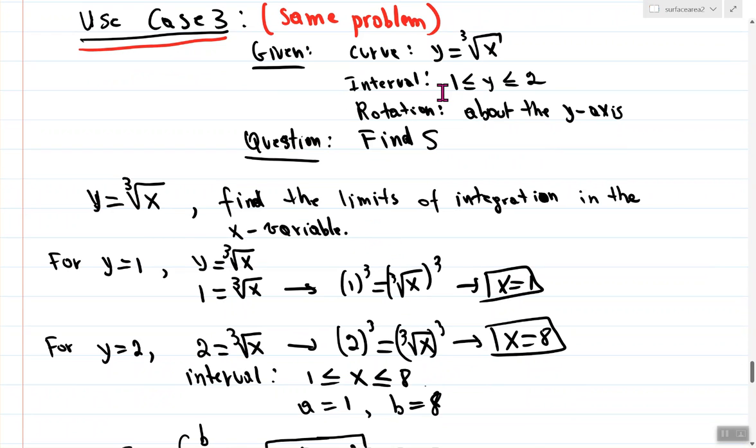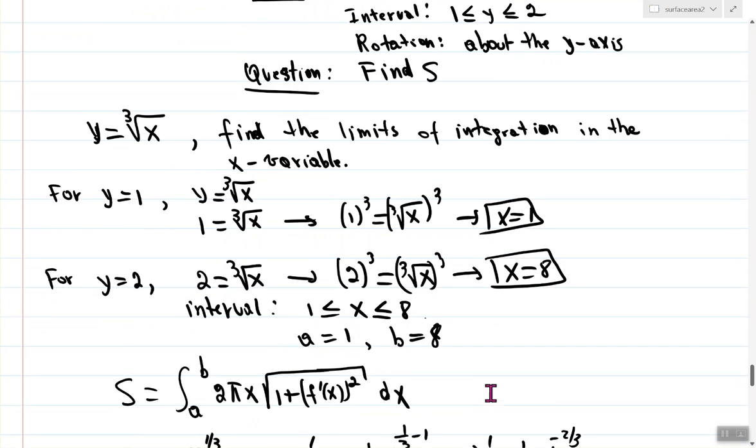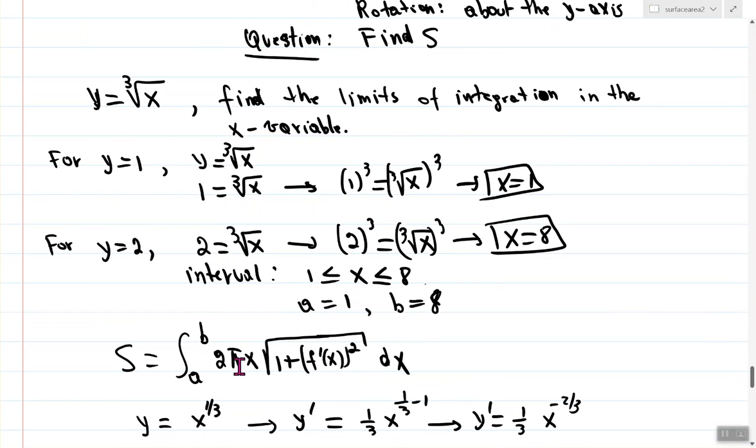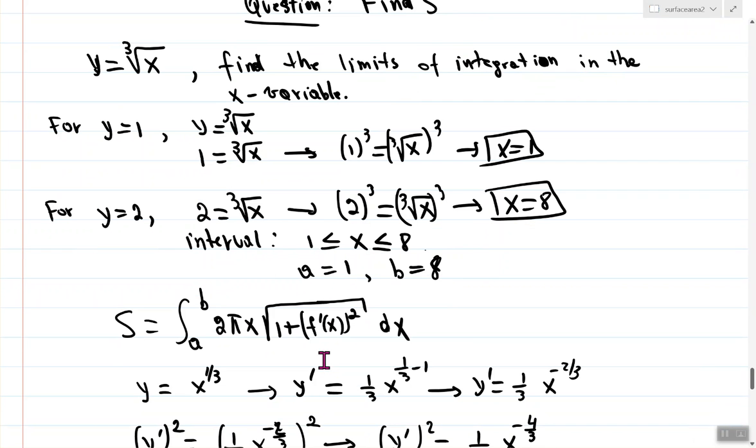So the interval 1 less than or equal to y less than or equal to 2, in terms of x is 1 less than or equal to x less than or equal to 8. So case 3 says take 2 pi times x and then times the arc length element. So we're going to integrate from 1 to 8 of 2 pi x times. Now f of x is a cube root of x.